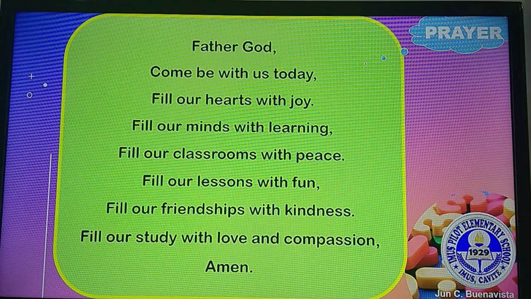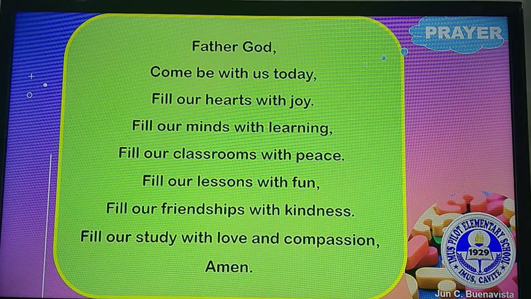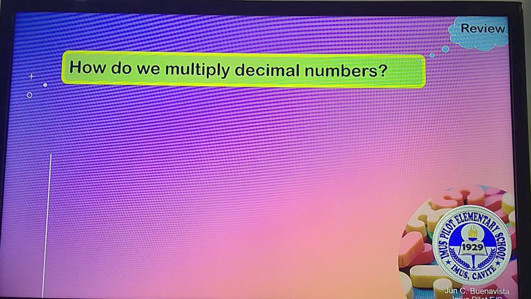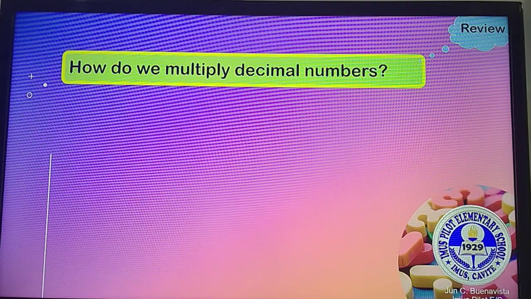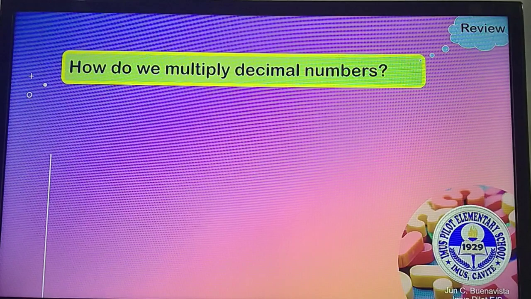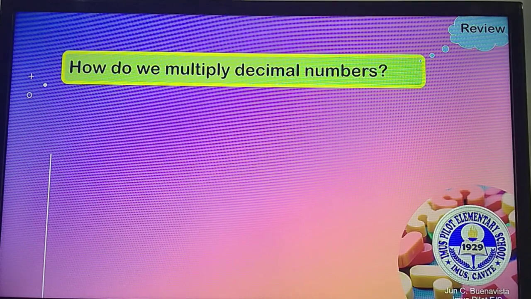Amen. Okay, so last week we studied how to multiply and how to estimate decimal numbers. So again, how do we multiply decimal numbers? To multiply decimal numbers, we multiply like whole numbers. The only difference is we count the number of decimal places in the factors. The number of decimal places in the factors is the same as the number of decimal places in your product. Let's say, for example, your factors have 4 decimal places. Your product also must have 4 decimal places.